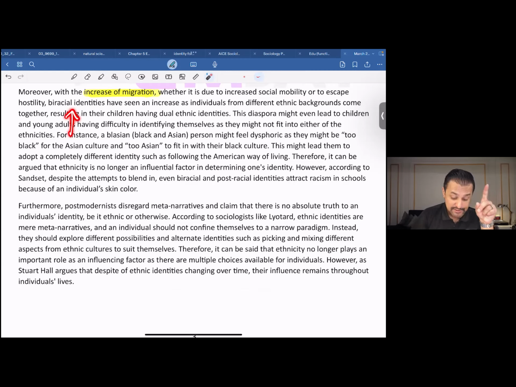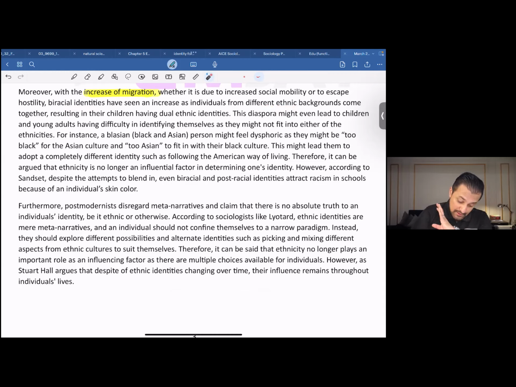There are biracial identities that have increased today. When you're moving from one country to another, if you're not going abroad and marrying, probably your kids would be biracial. If you're a Pakistani, you move to the UK, a far-fetched example, but yeah, you get married to someone from the UK who is not a Pakistani, and then you have kids that would be biracial, right? So biracial identities have seen an increase as individuals from different ethnic backgrounds come together, resulting in their children having dual ethnic identities, right?